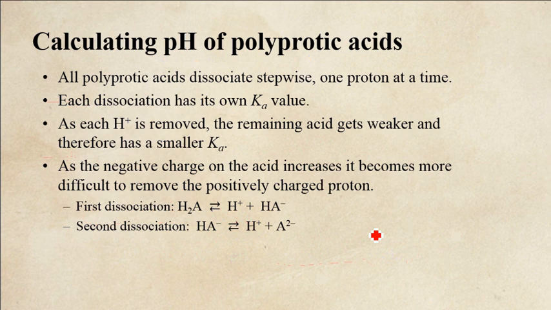Okay, let's talk about polyprotic acids. Whenever we're calculating the pH of a polyprotic acid, we have to dissociate them stepwise, 1 proton at a time. And each stepwise dissociation reaction gets its own Ka value. As each hydrogen ion is removed, the acid gets weaker and therefore has a smaller Ka. And then as the negative charge on the acid increases, this is also an active force to help keep that extra proton, or to keep the protons that are still on the molecule. This is an example of a first and then a second dissociation.